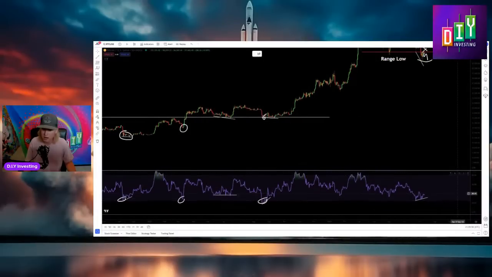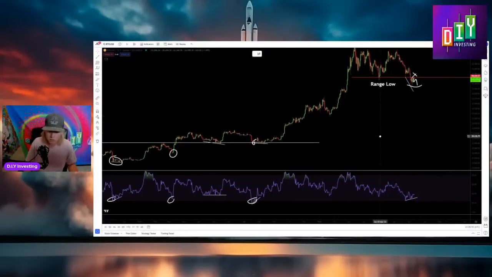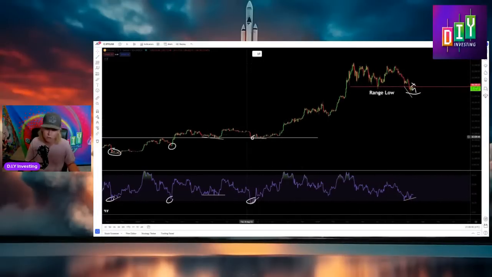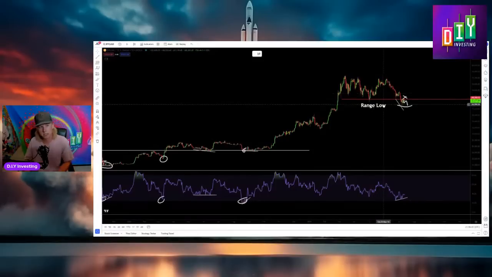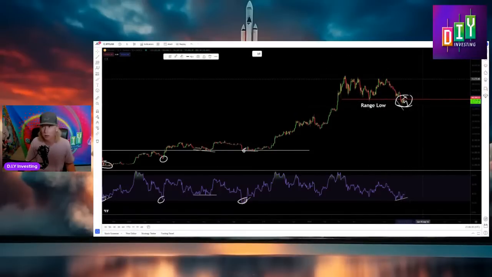And so this is the first time we've actually hit the 25 level on this daily RSI since all the way 300 days ago. It's actually over 300 days. So that to me is a lot more bullish than anything. I'm personally still focusing on buying rather than selling right now, because what we're looking at here is some type of major cycle low, in my opinion.